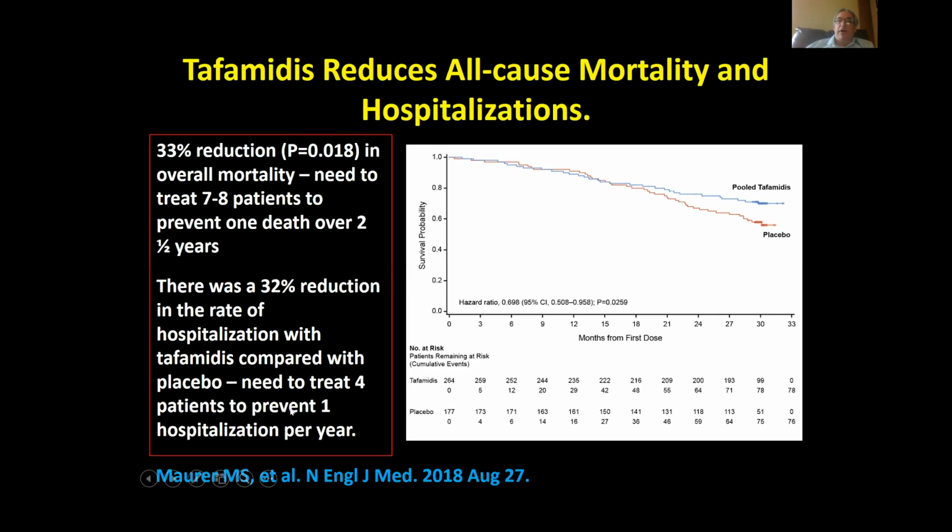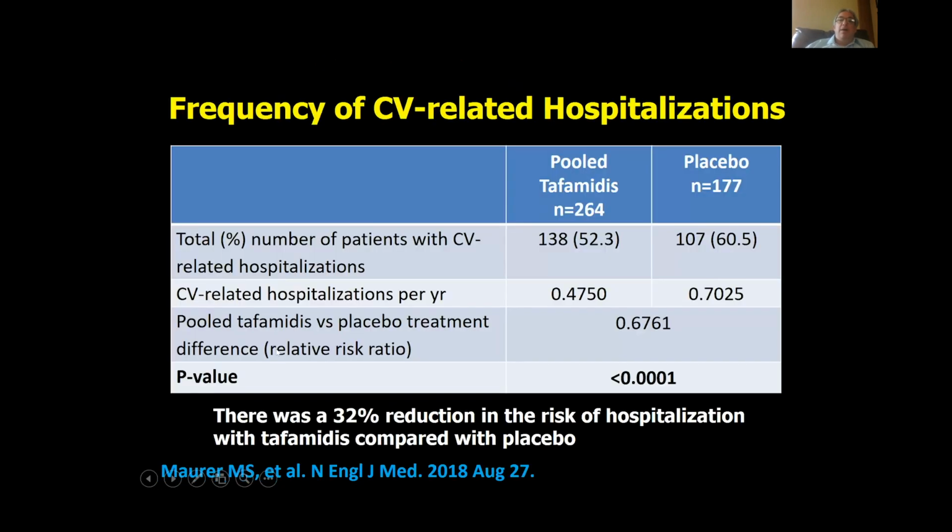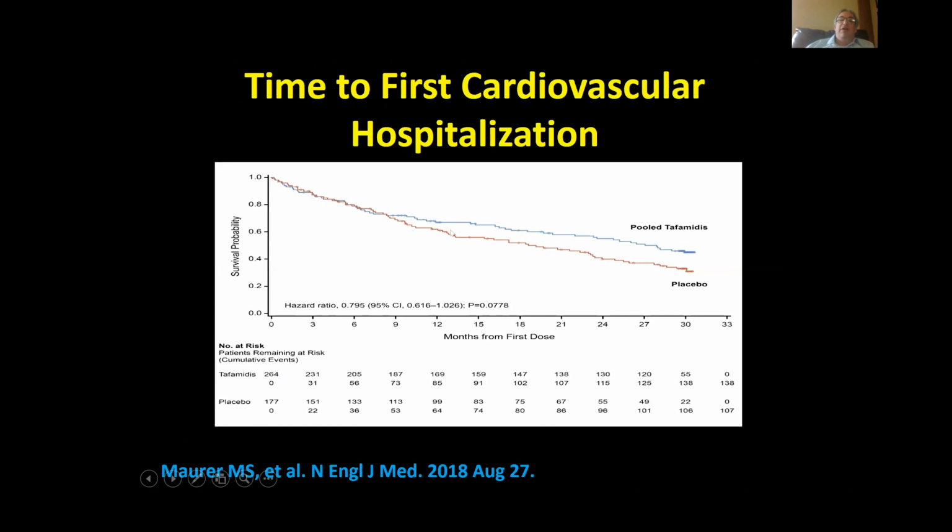So pretty potent effects. The frequency of cardiovascular hospitalizations in those who were alive throughout the trial was also reduced by about 33%. And the hospitalizations seemed to diverge, at least time to first hospitalization, at about a 9-month time period, in comparison to the mortality benefit that was about 18 months.